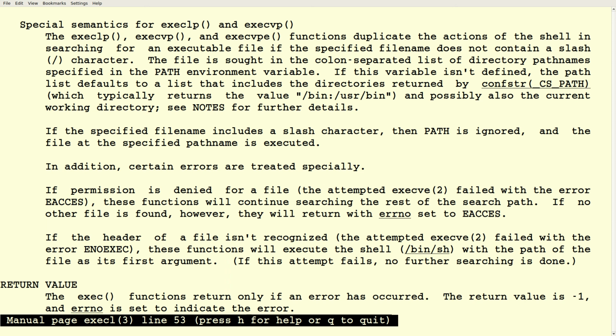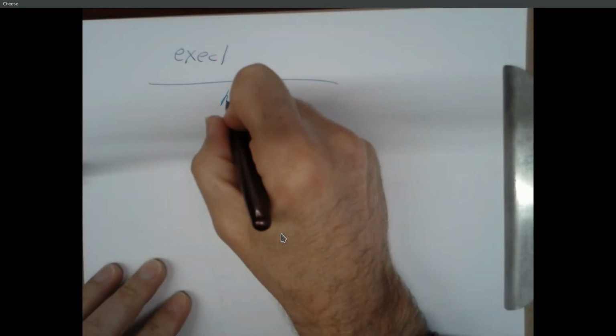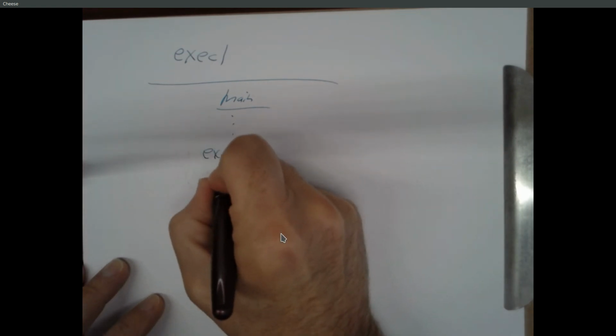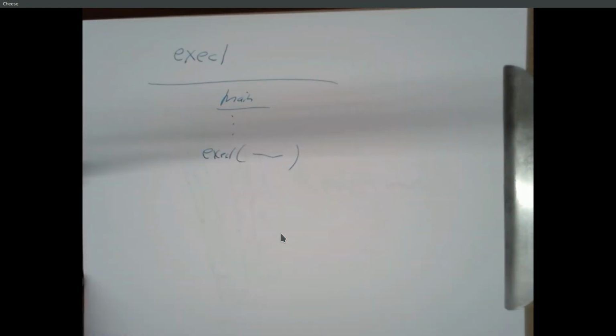And under return value, it makes this interesting statement: the exec function returns only if an error has occurred. Because here's what's going to happen. We've got a main program. It's going to be running along doing some stuff. It's going to call this exec function.